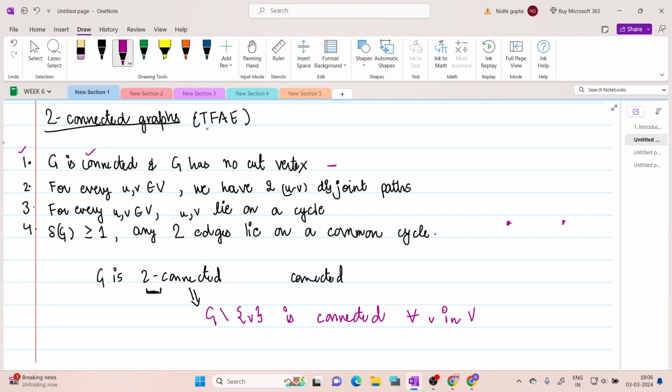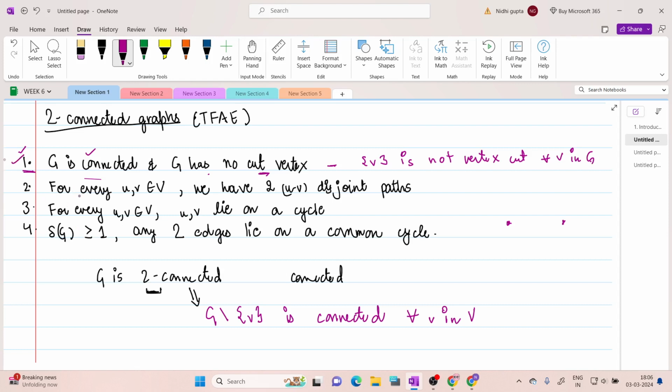That means these are all equivalent definitions of a two connected graph. So the first definition is saying that it should be connected and it should have no cut vertex. That no cut vertex means that V is not a vertex cut for all V in G. So this is just by definition.